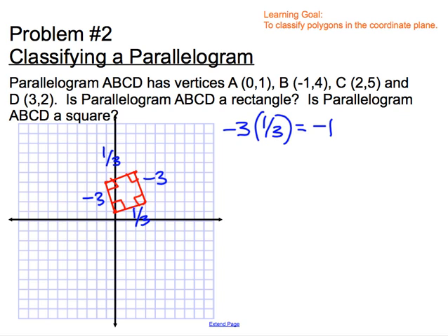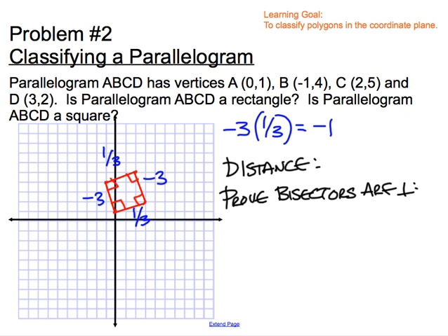Therefore, this parallelogram is in fact a rectangle. To determine if this parallelogram is a square, we have to do one of two things. We could either calculate the length of all four sides and confirm that they're all the same, or we could attempt to prove that this is a rhombus by showing that its diagonals are perpendicular to each other.